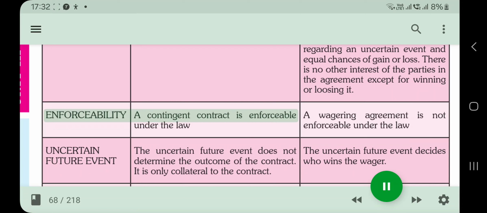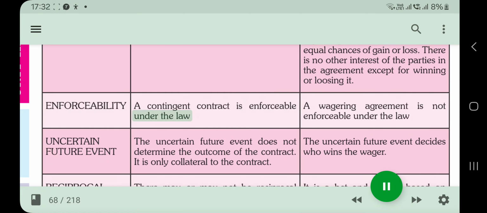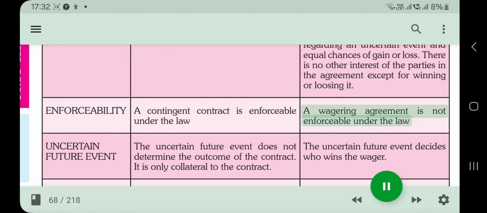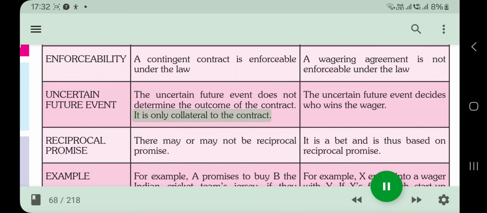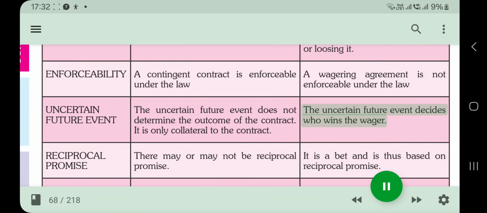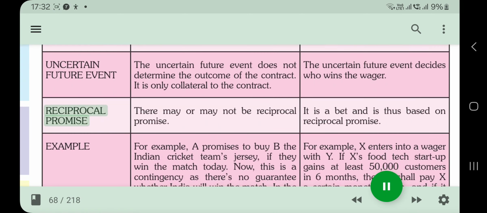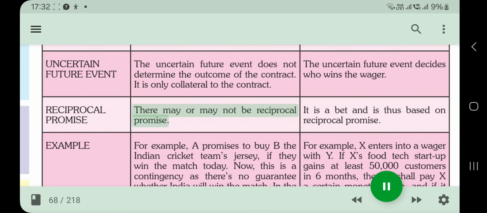Enforceability: a contingent contract is enforceable under the law. A wagering agreement is not enforceable under the law. Uncertain future event: the uncertain future event does not determine the outcome of the contract. It is only collateral to the contract. The uncertain future event decides who wins the wager. Reciprocal promise: there may or may not be reciprocal promise. A wager is a bet and is thus based on reciprocal promise.